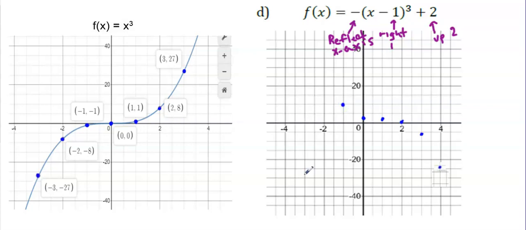Then at negative 3, negative 27, I will start with moving to the right 1 unit. Then I'll reflect over the x-axis, so I'm up at a positive 27. And then I'll move up 2 more to get up to positive 29. All right, that gives me this curve right here.